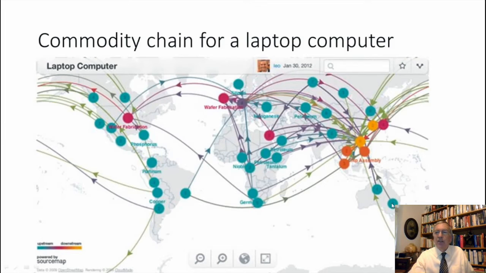The aluminum in it is probably coming from bauxite ore that was shipped from Australia to Japan. Different pieces are assembled in different places, so you make the hard drive, and then the hard drive is shipped to another place to be assembled, and so on. A lot of this assembly occurs in, of course, China and increasingly in Southeast Asia.